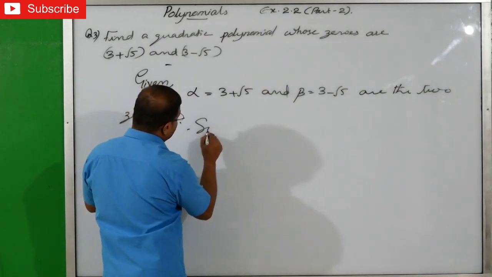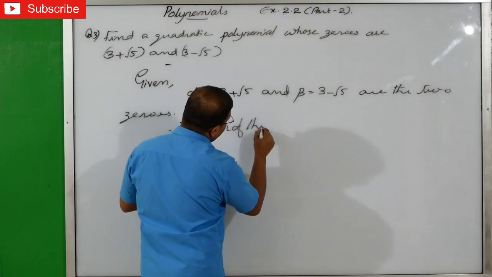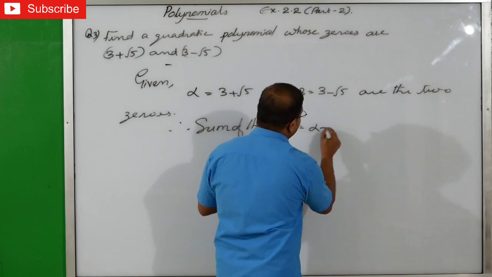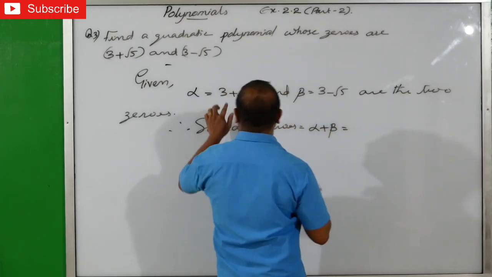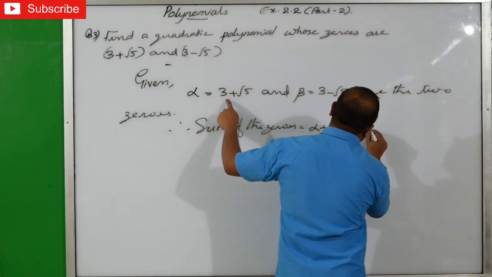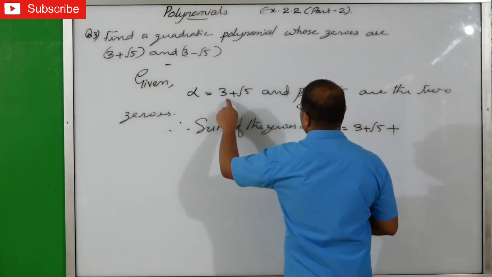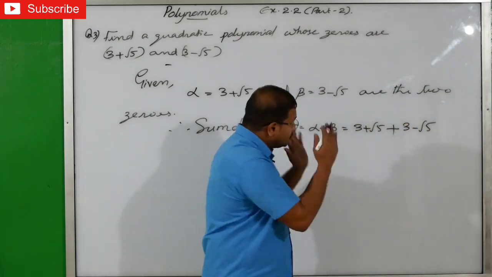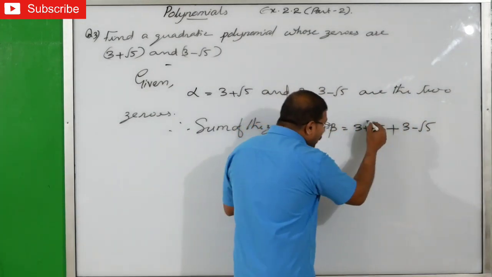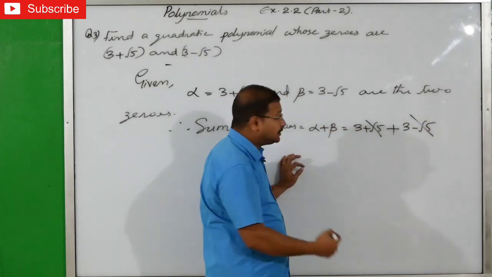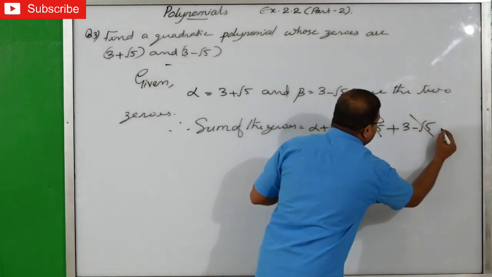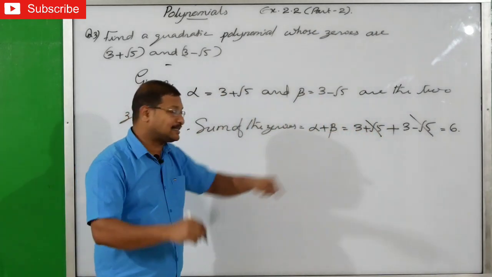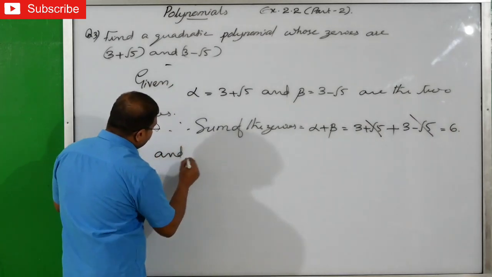Therefore, sum of the zeros means alpha plus beta equals alpha plus beta means alpha is 3 plus root 5 plus beta, what will do? 3 minus root 5. Isn't it? These two are adding. After that, root 5 plus and minus will cancel. Now the balance is 3 plus 3. What is that? 6. That means sum of the zeros we got it 6. And product of the zeros.